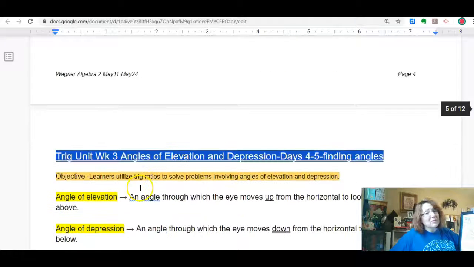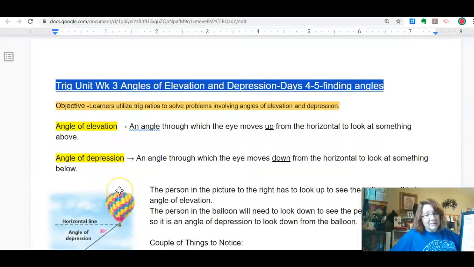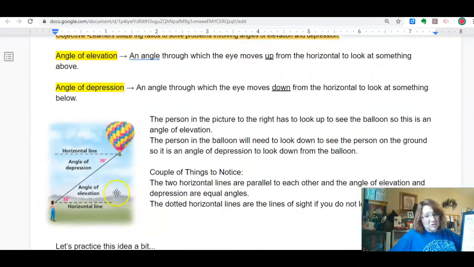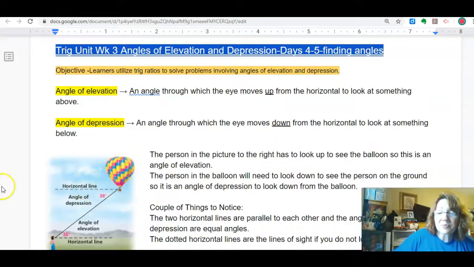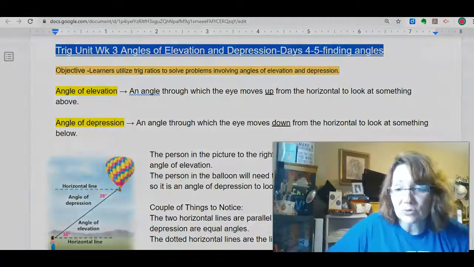I like to start out with things easy, and then I like to turn it up a little bit of a notch. So moving on to angles of elevation and depression. An angle through which the eye moves up from the horizon to look at something is an angle of elevation. So I just want to show you.